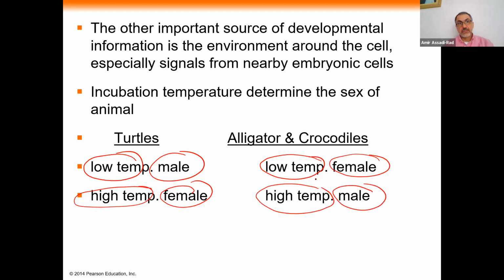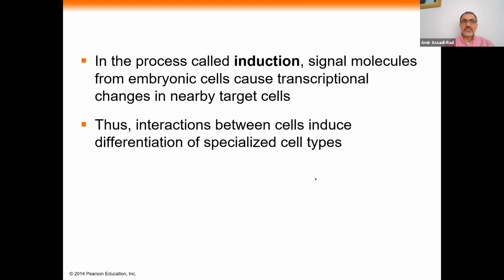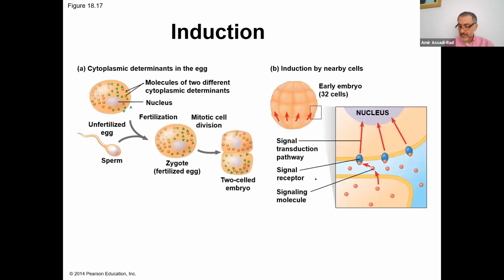High temperature, the opposite of that, makes a female for turtles, and a high temperature for alligators and crocodiles makes a male. So the other important source of developmental information is the environment around the cell, especially signals from nearby embryonic cells. Incubation temperature determines the sex of the animal. In the process called induction, signal molecules from embryonic cells cause transcriptional changes in nearby target cells, and I will talk about that with a diagram. The interaction between cells induces differentiation and specialization right here.